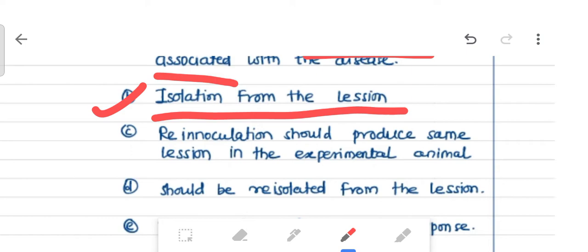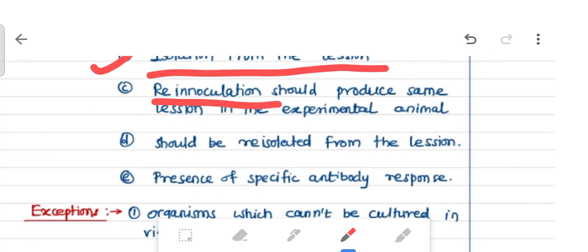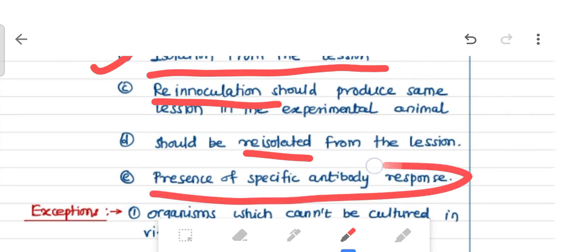Then reinoculation. The reinoculation should produce the same lesion in the experimental animal, and the organism should be re-isolated from the lesion. Then the presence of a specific antibody response is demonstrated; it is an immune response.